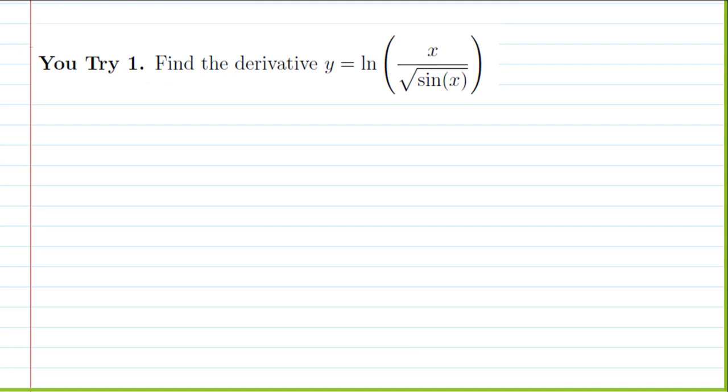All right, so let's go ahead. The first rule we want to use is the quotient property.